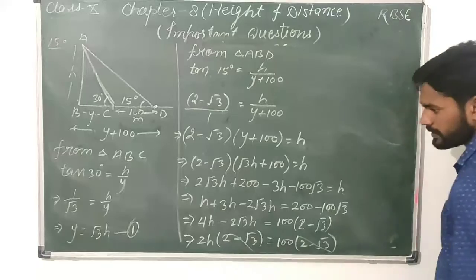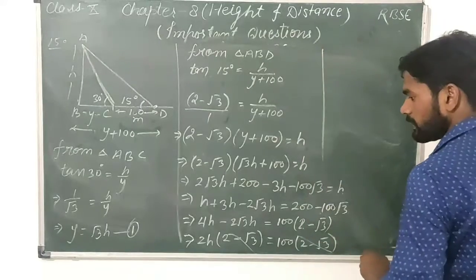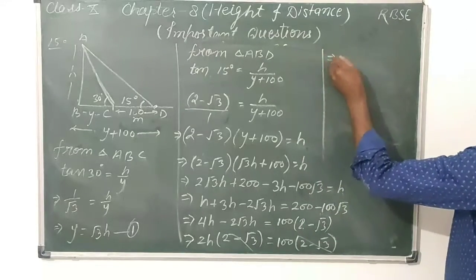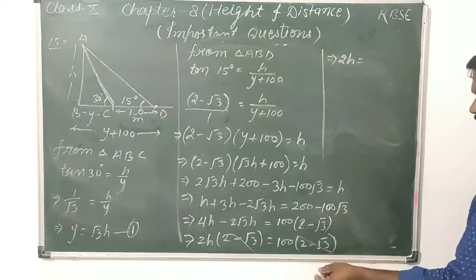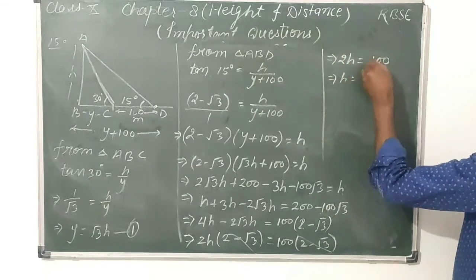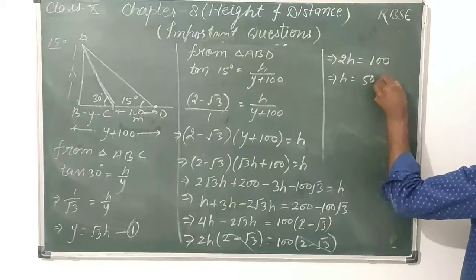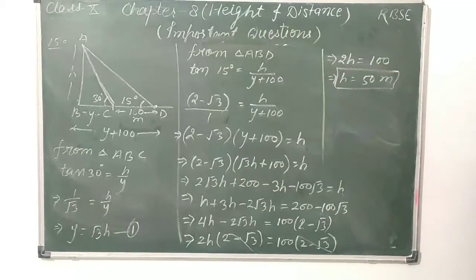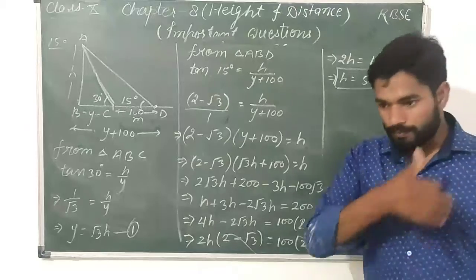This cancels with this. What is the remaining value? The remaining value is 2h is equal to 100. Finally, h is equal to 100 upon 2, which is equal to 50 meters. The height of the pillar is found to be 50 meter.